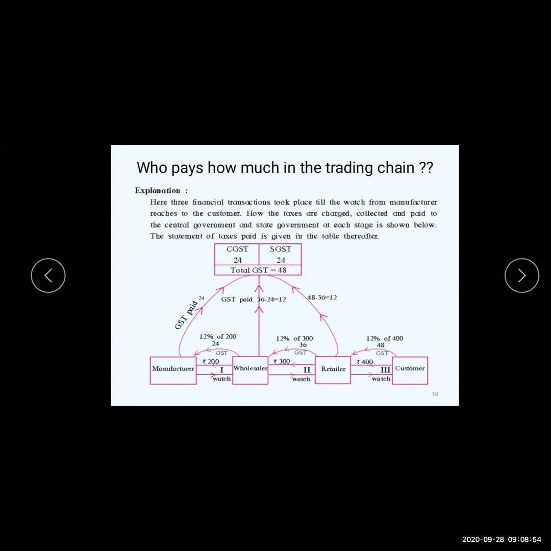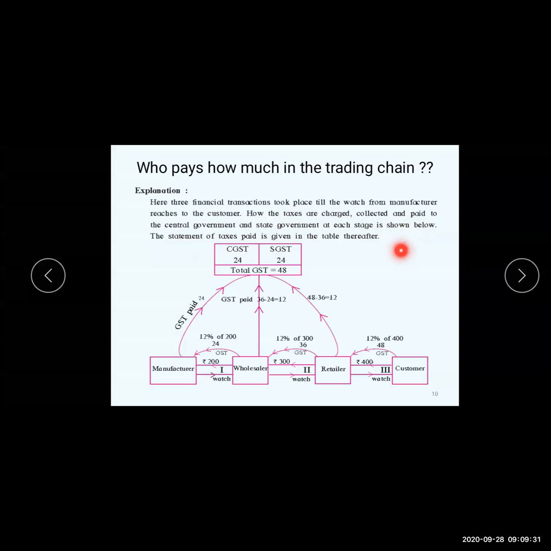Now, who pays how much in the trading chain? See here, the explanation is given of who pays how much in the trading chain. Here 3 financial transactions took place, as we know, till the watch reaches the customer from the manufacturer. First it goes from manufacturer to the wholesaler, then retailer, then customer. How the taxes are charged, collected and paid to the central government and state government at each stage is shown below. The statement of taxes paid is given in the table thereafter.